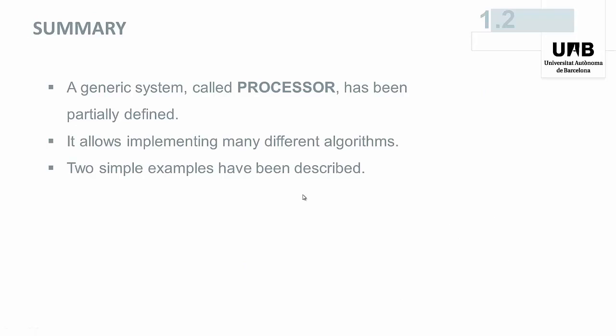Summary of this week as regards the design of a simple processor. A generic system called processor has been partially defined. It allows implementing many different algorithms, and two simple examples have been described.